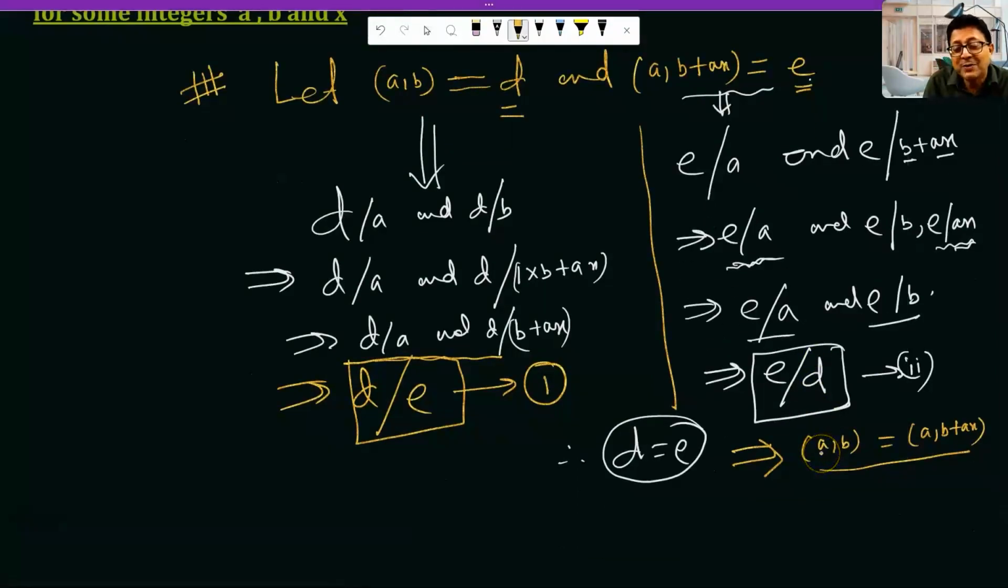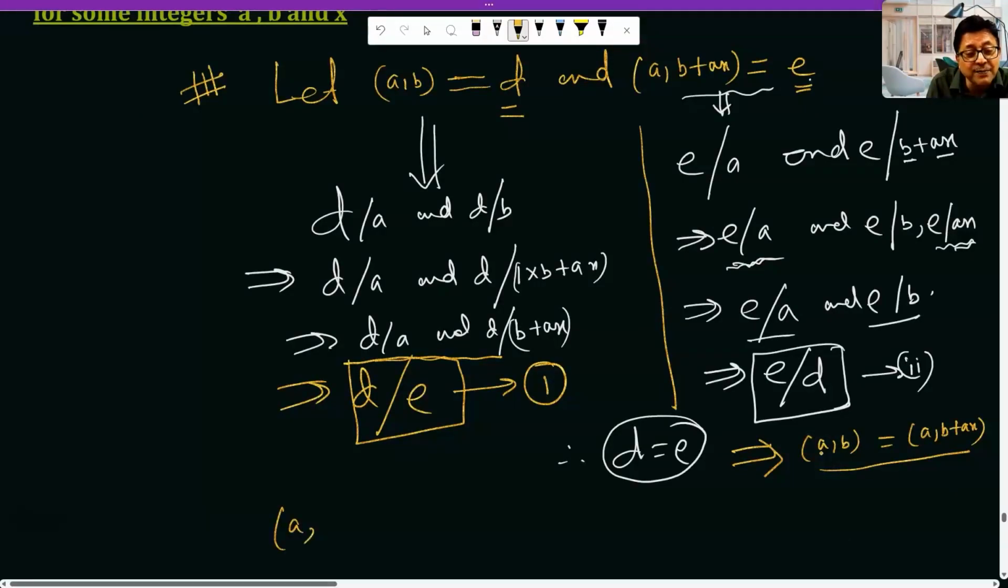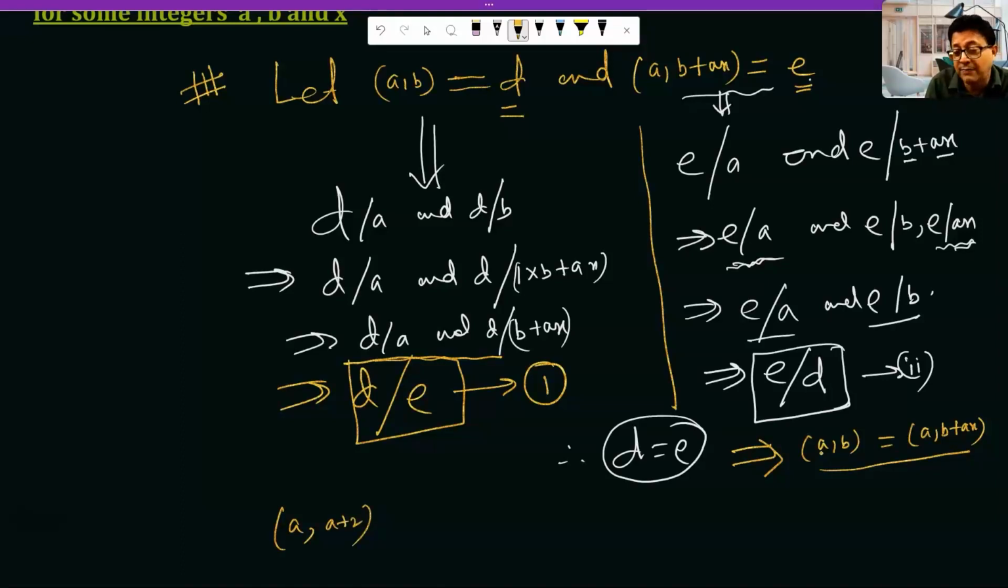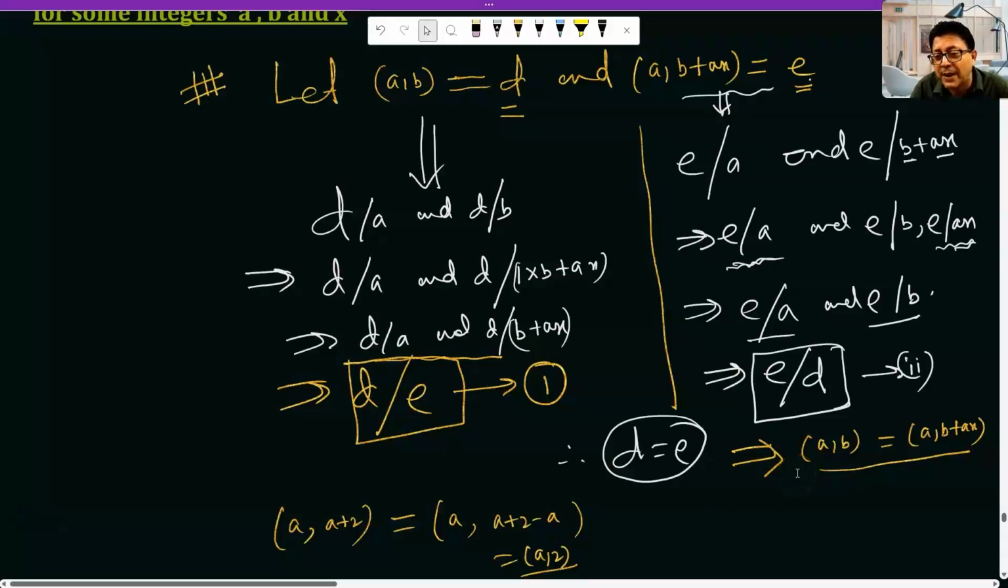So can't I write the GCD of A and A plus 2? How can I write it first? You can write this as the GCD of A and A plus 2 minus A. This is GCD of A and 2. But A we don't know. Sometimes this method works nicely, sometimes you have to put more effort. But this derivation, what I did today, and the sums, you should keep in your mind.